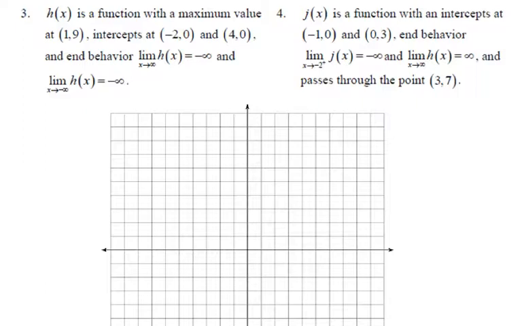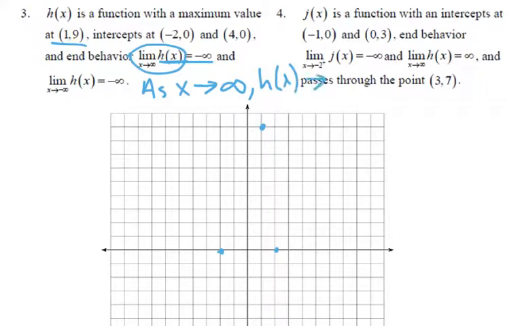Okay, 3 and 4. So 3 says h of x is a function with a maximum value at (1, 9), so 1 over and up 9. Intercepts at (negative 2, 0) and (4, 0). And the end behavior, remember this is just a different way of writing it, the limit as x approaches infinity of h of x equals negative infinity, and the same as x approaches negative infinity.